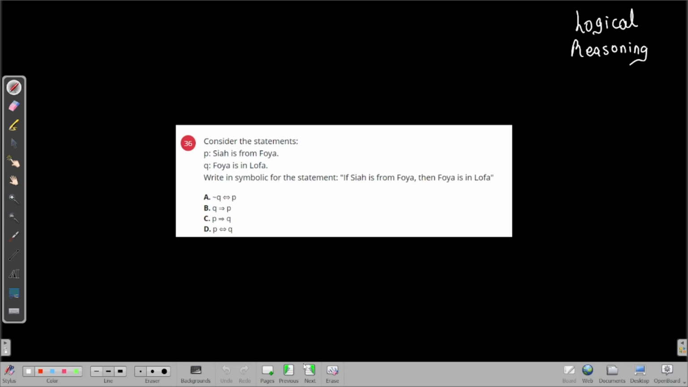The question says, consider the statement: Sia is from Foya. That's the statement P. Foya is in Lofa. Write in symbolic form the statement: if Sia is from Foya, that is, if P, because Sia is from Foya is P, right? Yeah, that's statement P. So if P, then Foya is in Lofa, which is Q. If P, then Q.